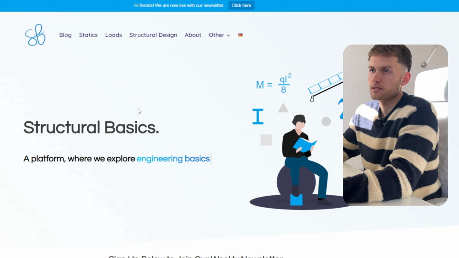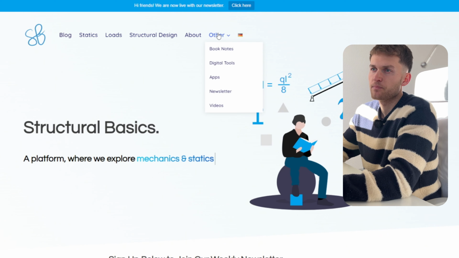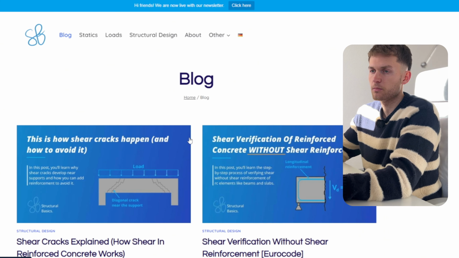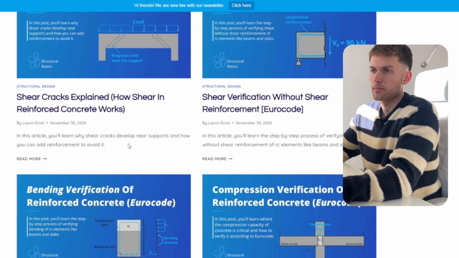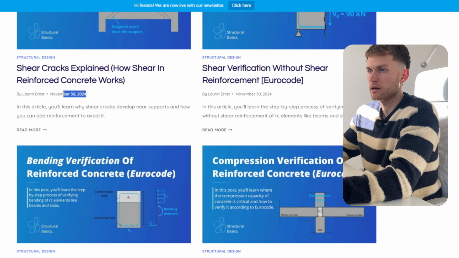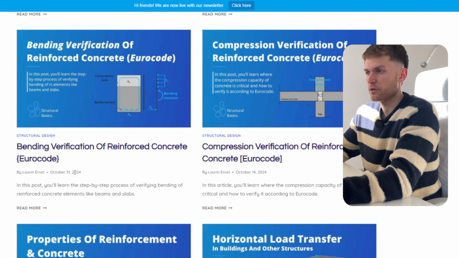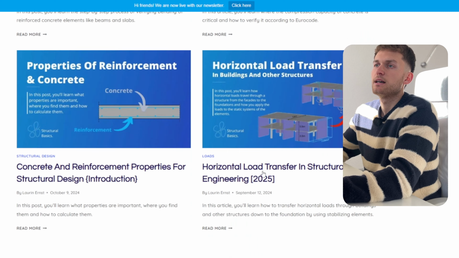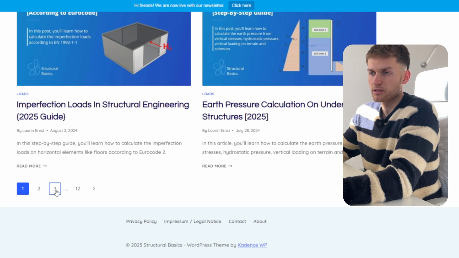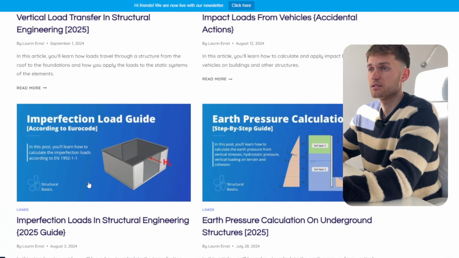Then the next thing is that at the top we have blog, statics, loads, structural design, about, and other. Blog is simply all of the blog posts that I've written, by publishing date. So the last article I published is at the top. You see here November 30th, October 31st, October 14th. But it's not easy to navigate. We have 12 different pages here.